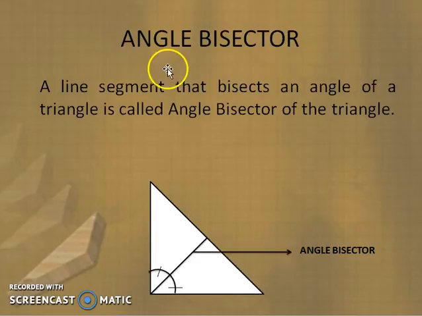And the last one, a line segment that bisects an angle of a triangle is called the angle bisector of a triangle. We can see that the angles are the same.